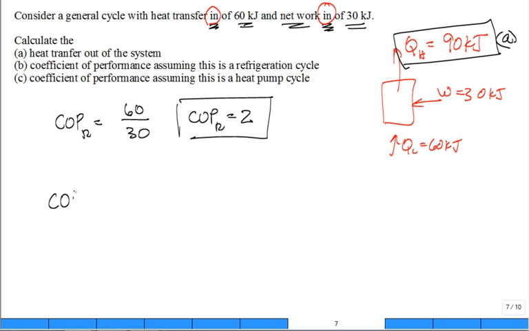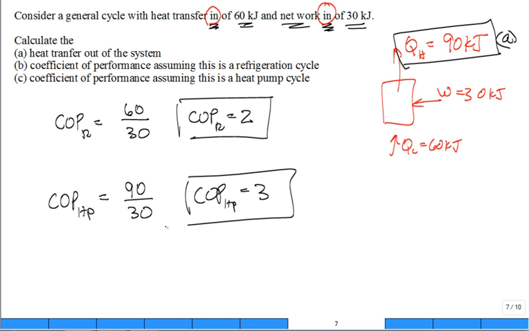And then the coefficient of performance for the heat pump. Well, what do I desire? I want 90 divided by 30. So the COP of the heat pump is 3. Just consistent with what you talked about. For the heat pump, you add 1 to the coefficient of performance for the refrigeration for the same operating conditions.